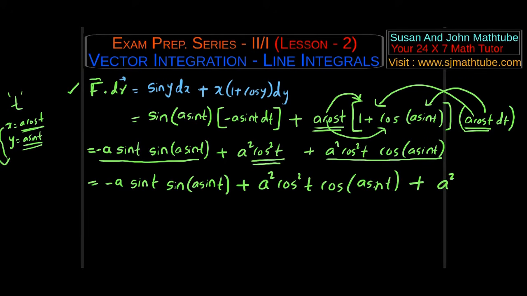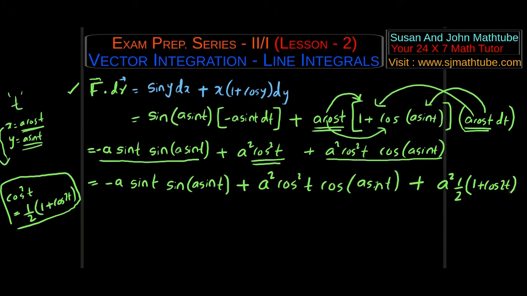When you learn basic integration in class 11, you might have learned how to integrate cos square and sin square. The answer uses the double angle. You just convert this like half into 1 plus cos 2t, and you will be able to integrate cos square t. I'll repeat once more. In your basic integration, you learn how to integrate cos square and sin square, so manipulate it using the trigonometric formula, 1 by 2 into 1 plus cos 2t. Okay, so we are ready with f dot dr.